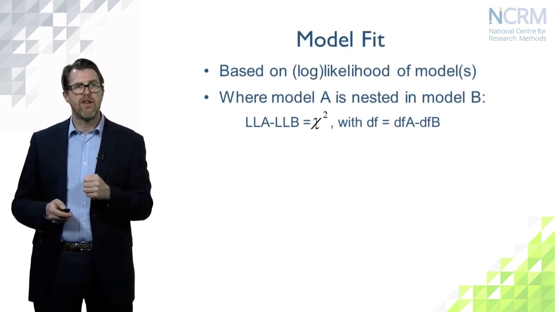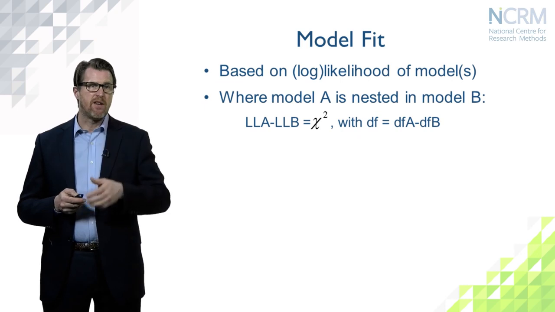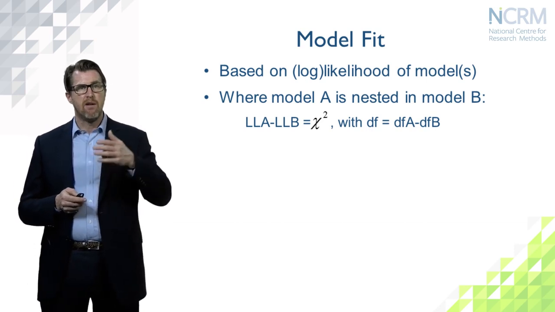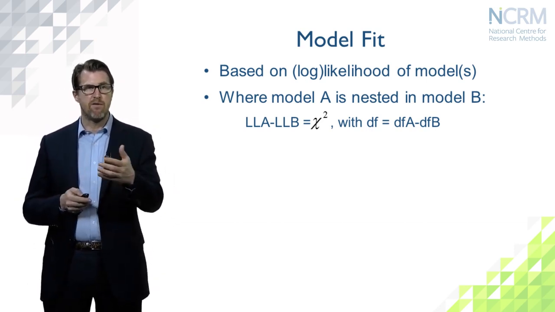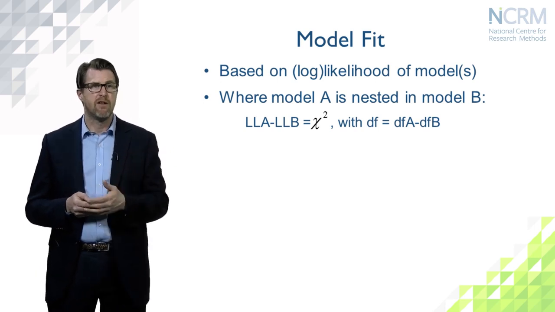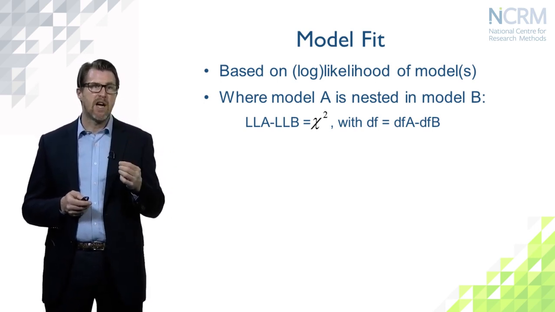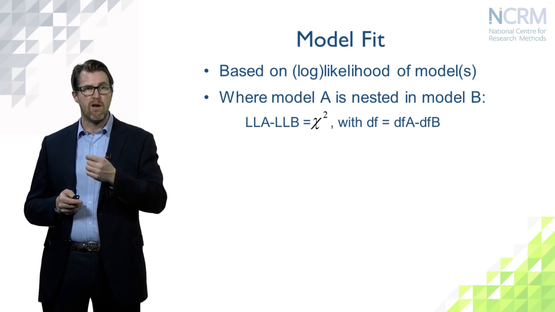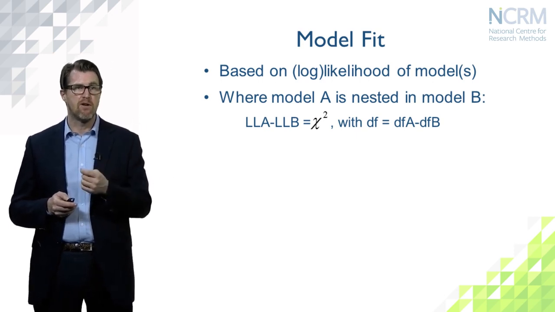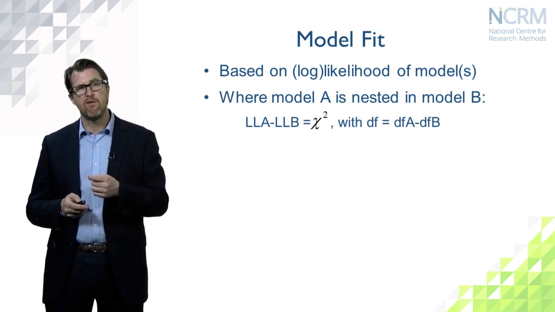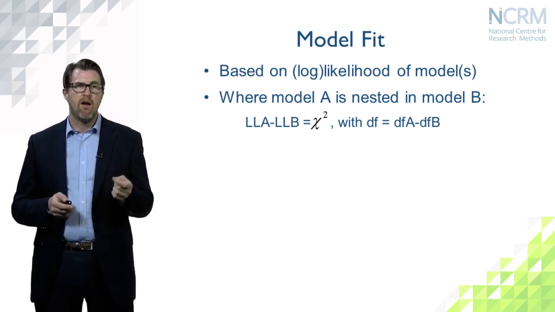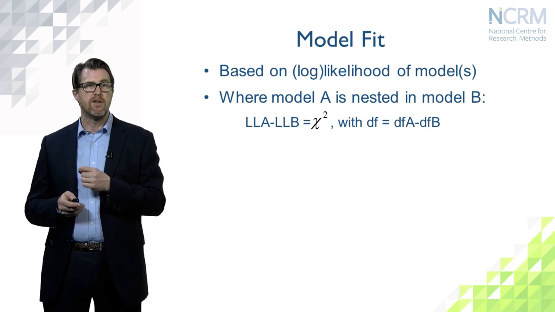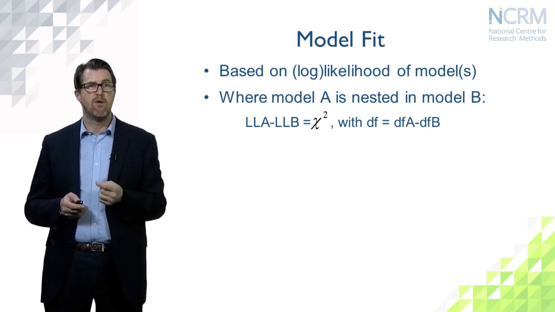So I've said something about model fit already and the fact that it's based on the log of the likelihood of the model that we've estimated, and that we can do this comparison of model fit when the two models are nested. This is because if we take the log of the likelihood for model A from the likelihood for model B, then that number is itself distributed as chi-square. And the chi-square distribution then has a degree of freedom which is equal to the difference in the degrees of freedom for model A and model B.